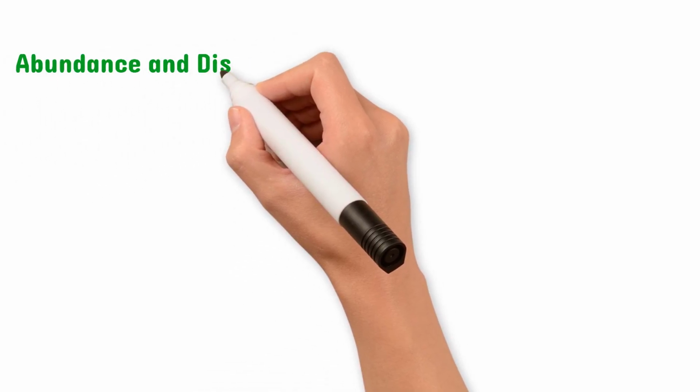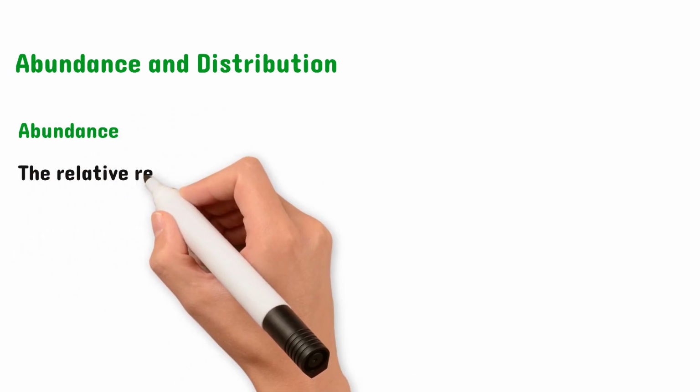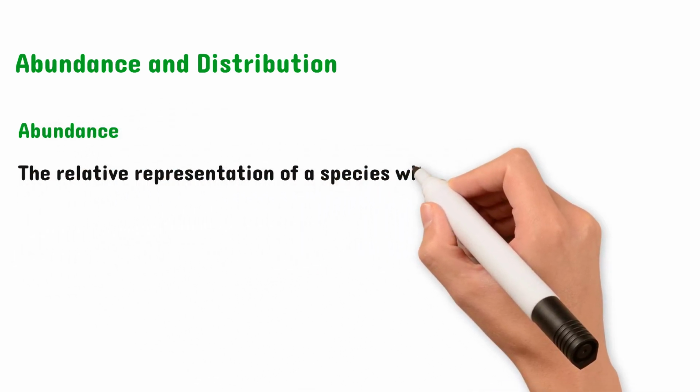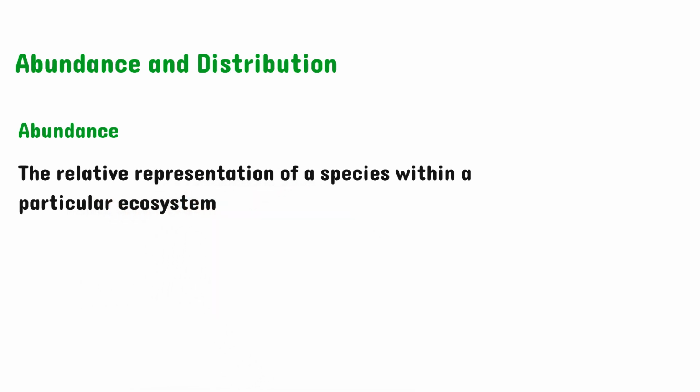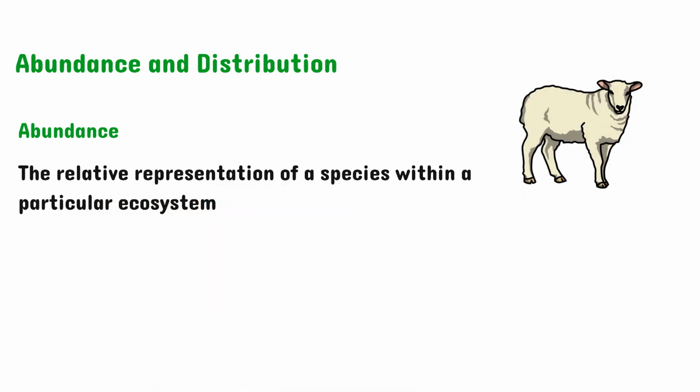Let's begin by looking at the definitions of abundance and distribution. Abundance is the relative representation of a species within a particular ecosystem. So let's take a sheep for example. Abundance is not just the number of sheep in a field, but also the number of sheep in the field compared to the number of other organisms in that field.